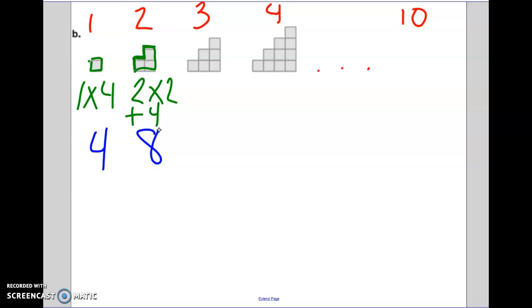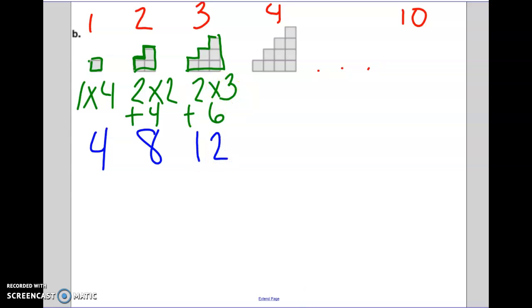Now for the third one, it looks like we have 2 sides that have length of 3. So we can go 2 times 3. Then there's a certain amount that we have to add on after that. So we add on these steps. 1, 2, 3, 4, 5, 6. So we're going to add 6, which 2 times 3 is 6, plus 6 is 12.